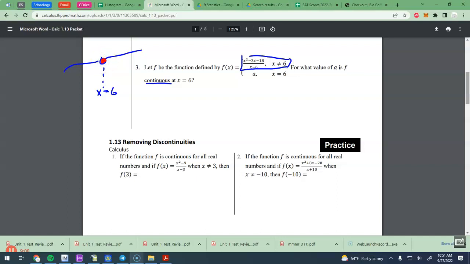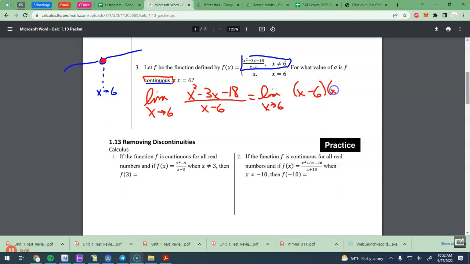How do I know it fills in the dot? It says it's continuous. So if it's continuous, it must have filled in the dot. I know the x value of the dot is 6. My job is to find the y value of the dot. Well, how do I find y values? Limits, right? So the question is essentially this. What's the limit as x approaches 6 of x squared minus 3x minus 18 over x minus 6? So I can factor. Makes 18, you can factor. The x minus 6s will go away. Now you can plug 6 in. 6 plus 3 is 9. And so A would have to equal 9.